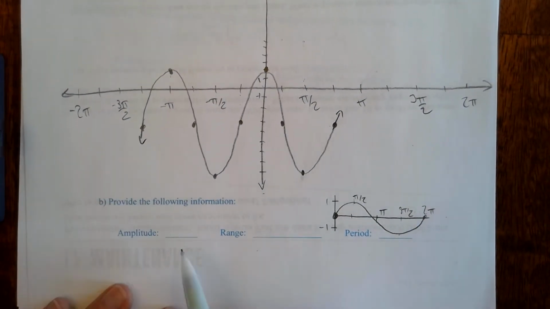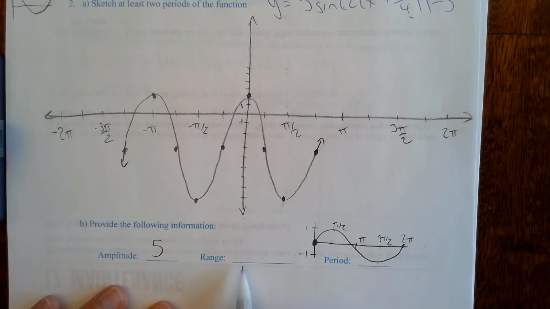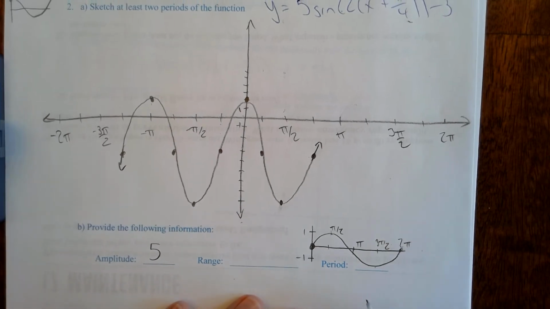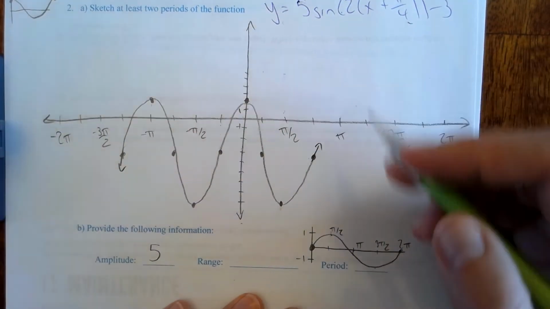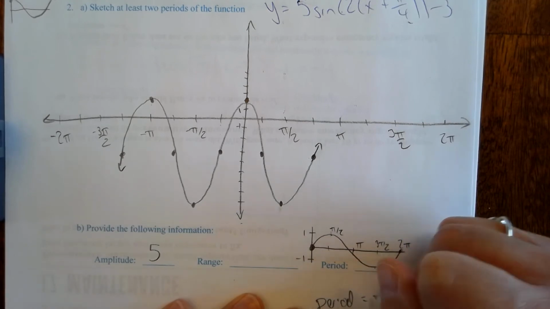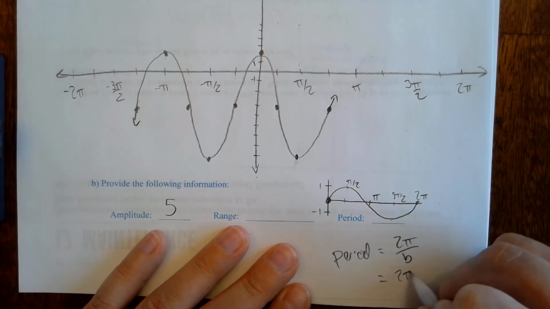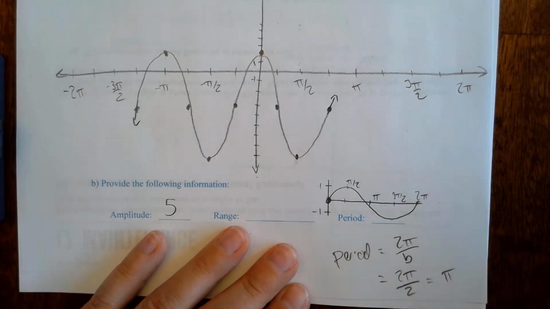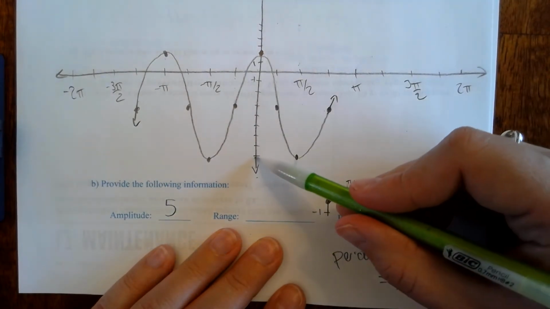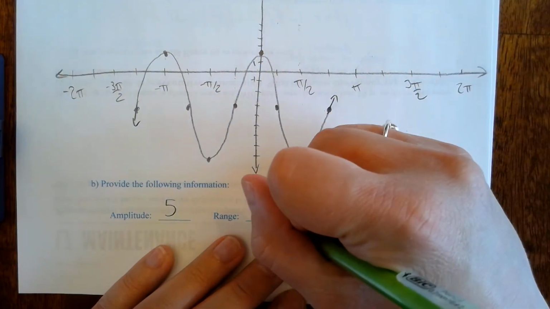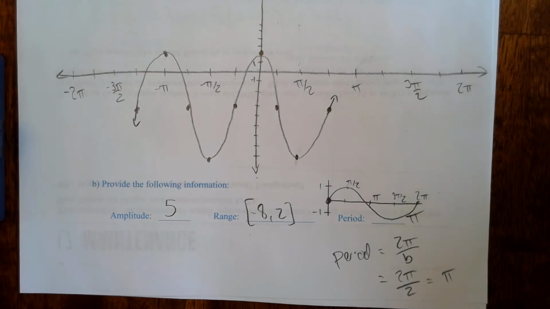Provide the following information. Amplitude, okay. Amplitude, 5. Period. Let's do period next. So period is related to this 2 number. Period equals 2 pi divided by b. And b in this case is 2, so just pi. So period is pi, and range. Range goes from -8 to +2. That is inclusive, so we use the square brackets. Beautiful. Let's flip.